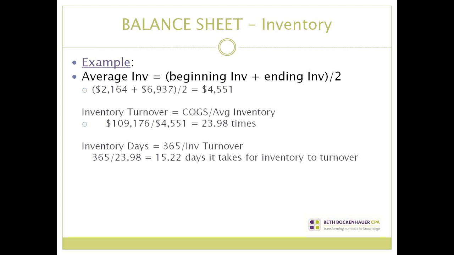So if I have a retail store and I'm having inventory of 23.98 times, that might actually be pretty good for me. We turn it over 23.98 times a year, I'm so sorry. And then we actually take the calculation, the 23.98, we divide 365 by our turnover, and we actually turn our inventory over every 15.22 days.